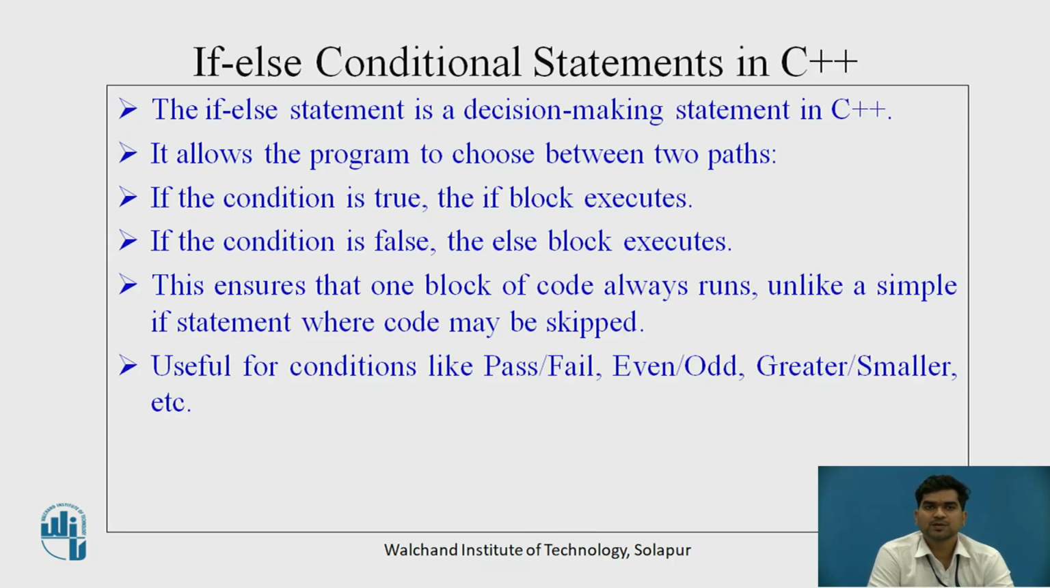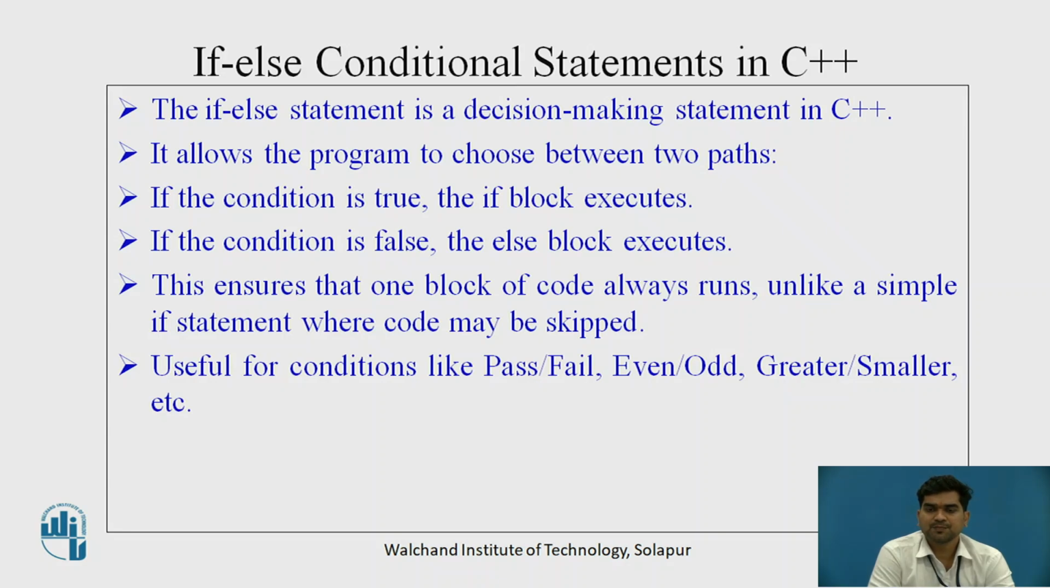Next we can go for the if else condition statement in C++. So you will see some introduction about the if else. The if else statement is a decision making statement in C++. It allows the program to choose between two paths. If the condition is true, then the if block will get executed, as in the if statement, and the second part we include is else: if the condition is false, then the else block will get executed. This ensures that one block of code always runs, unlike a simple if statement where code may get skipped.